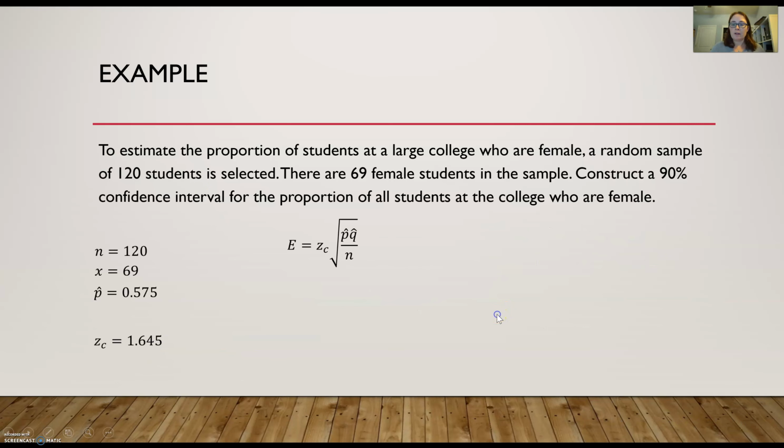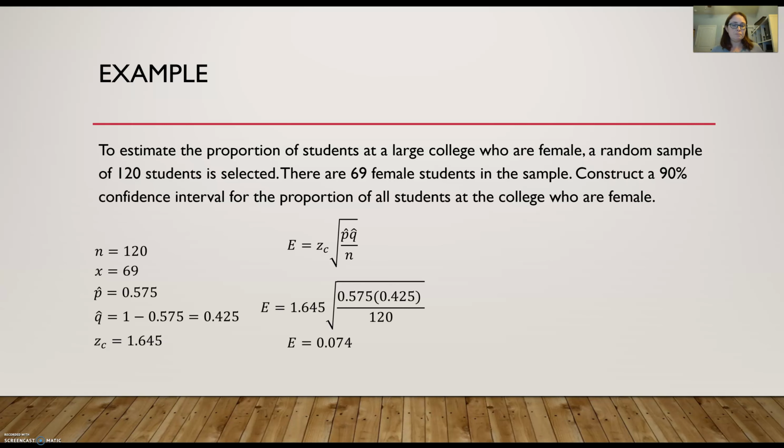calculating that error. So here I'm pulling over all that information that we got. I've got my error formula in front of me. I have everything I need except for Q hat. So remember, Q hat is the complement of P hat. So that's just 1 minus the 0.575 to give me the 0.425. Now I have everything I need. I'm just going to plug it in to the error formula and carefully type that into my calculator, making sure that everything in the parentheses is in the parentheses in my calculator. And I get an error 0.074.